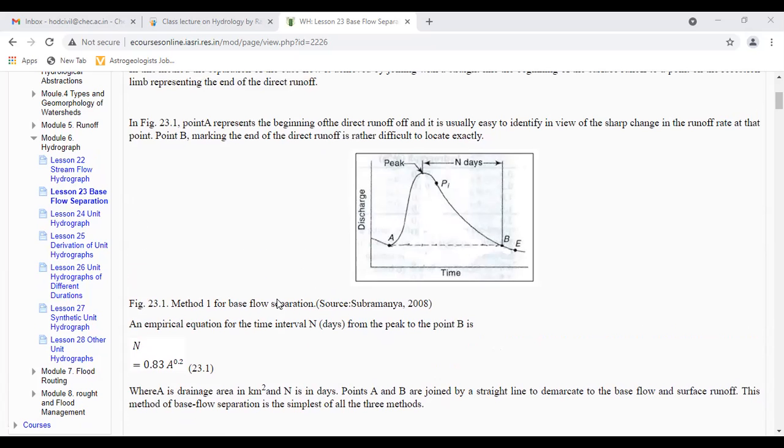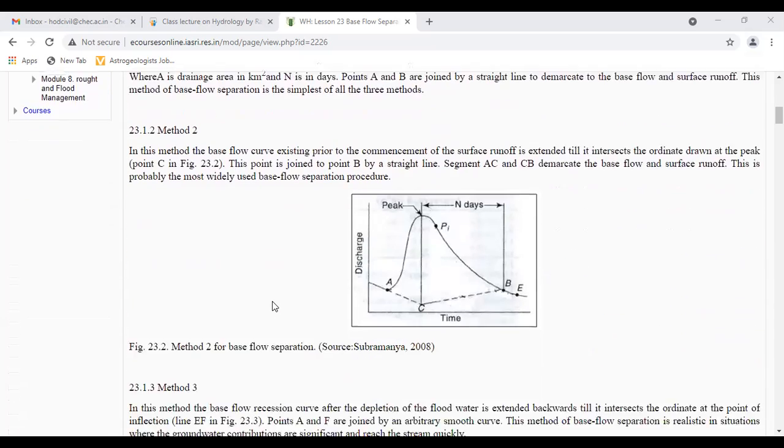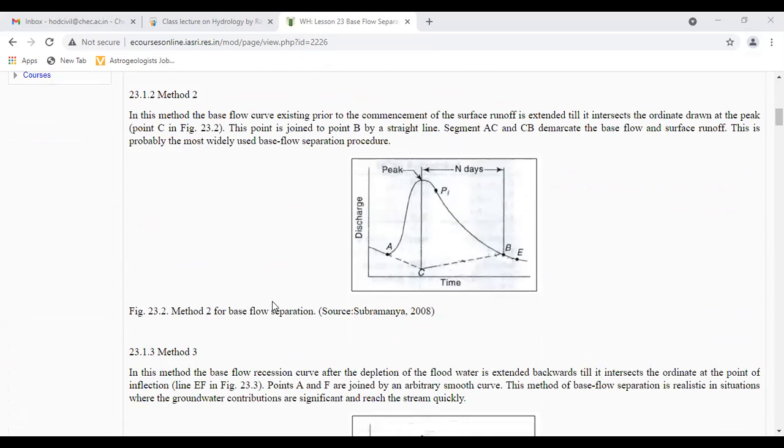This is regarding method 1. Here, guys, method 2. What we observe from method 2.